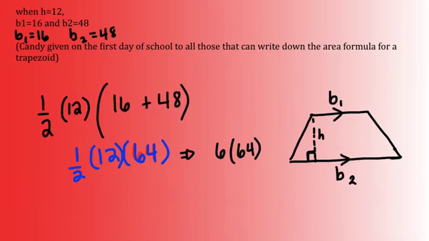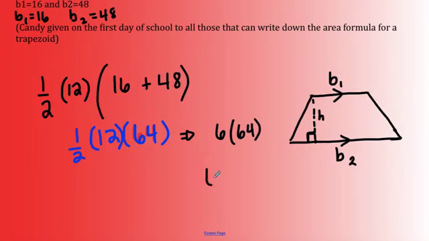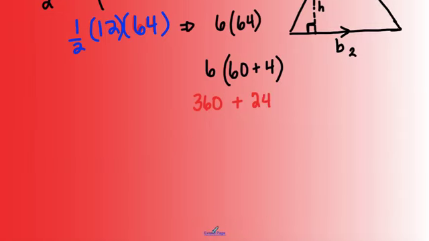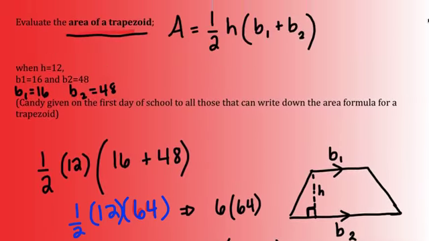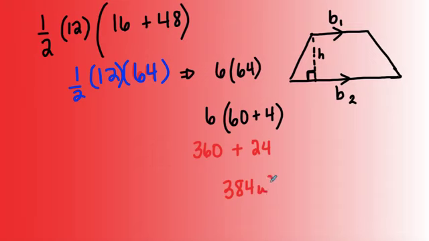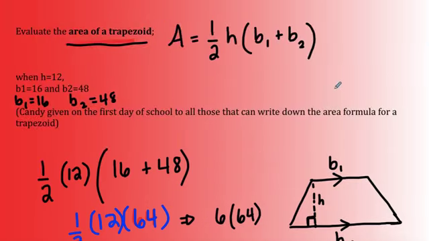All right, using that mental math skill that we had, we can actually break this up into 60 and 4. Because 6 times 60 is a little bit easier. We can do 6 times 6, which is 36, and just add a 0. And then 6 times 4 are math facts that we should know, which are 24. Then we add them together, and we get 384. Now remember, it was asking for area, so that's units squared. So we evaluated the area of a trapezoid using that process, okay?